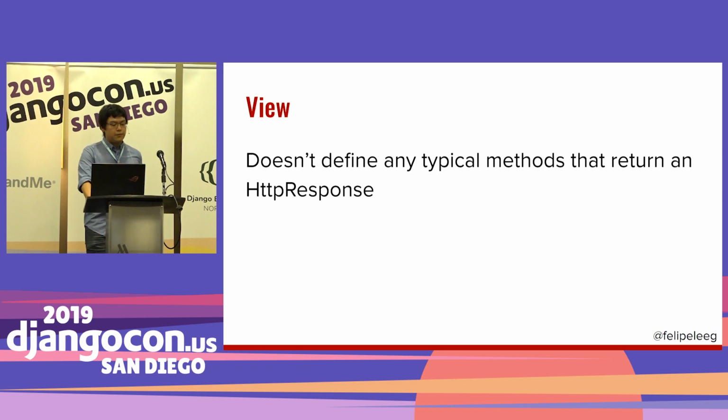So one thing about View is it doesn't actually define any of the typical methods that return an HTTP response. So you can't just use View and not define anything special on it. You have to define get or post or whatever you care about. It defines a few things, but if you want to do get or post, it doesn't define those.